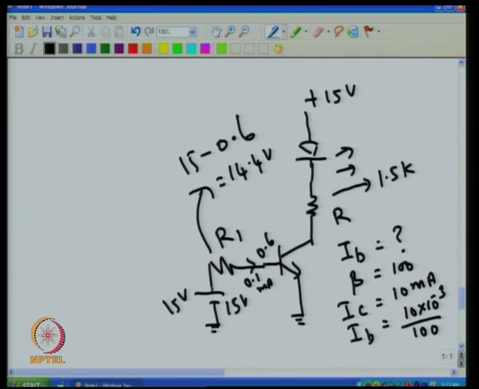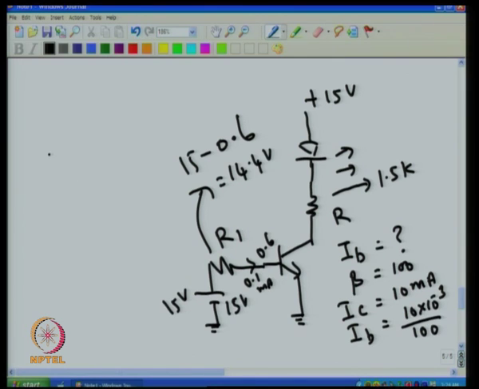If it is not conductive, there is no base current, then automatically there will not be any voltage drop. So, once you connect like this it will automatically come to 0.6. So, that makes this resistor get 14.4 volt. If it is 14.4 volt, and we know that the required current is 0.1 milliampere, then what is the R value I have to put.